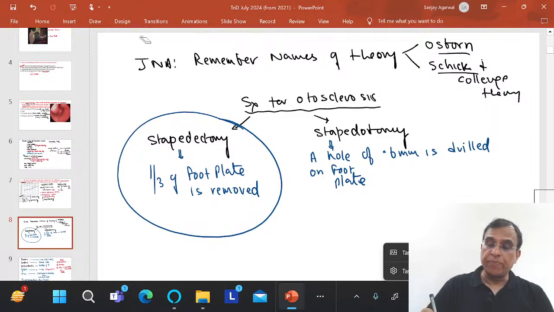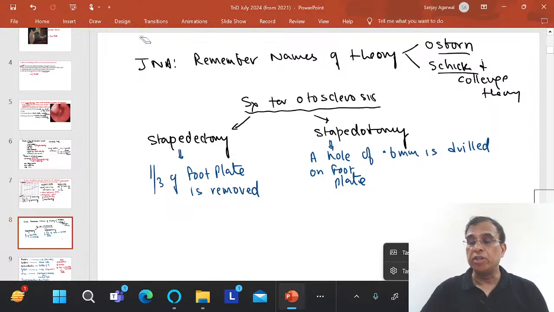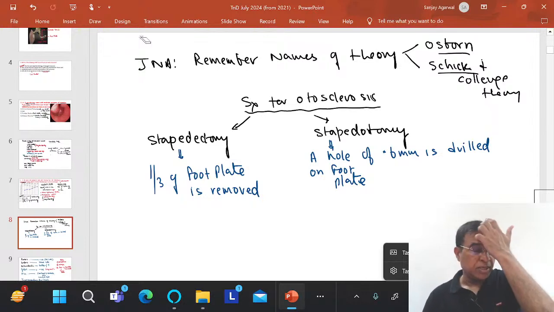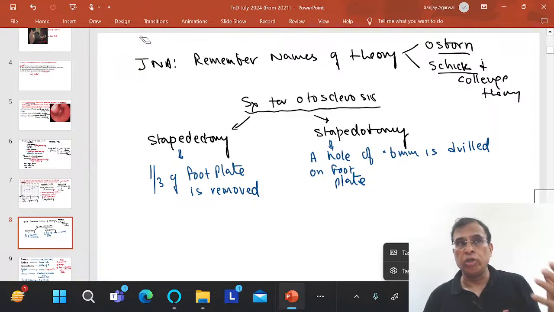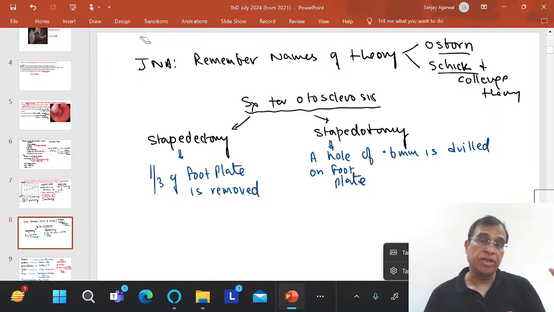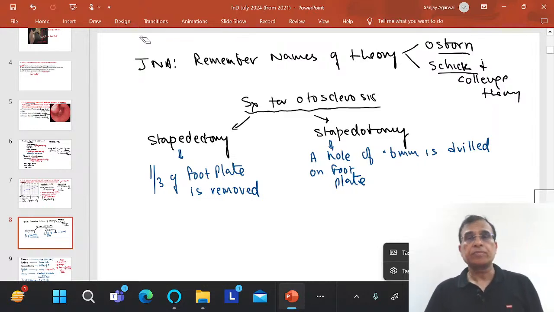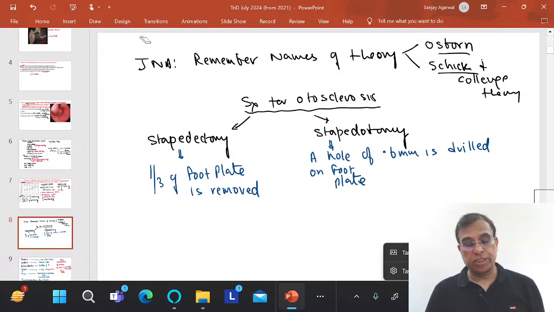And in stapedotomy also, the foot plate is not normal. You can't say it is absolutely preserved normal, because you are drilling a hole in it. So it's not a normal intact foot plate. Now you draw your own conclusion from here. These are the facts. This is the only difference between the surgery of stapedectomy and stapedotomy: in one case we just drill a hole of 0.6 millimeters, in the other we remove 1/3 of the foot plate and 2/3 is retained, and otherwise every other step is the same in both surgeries. So I hope this clears any doubt in your minds.